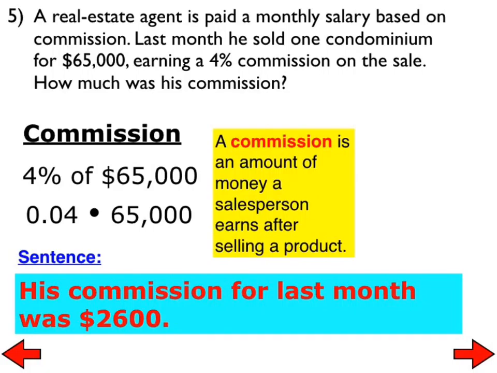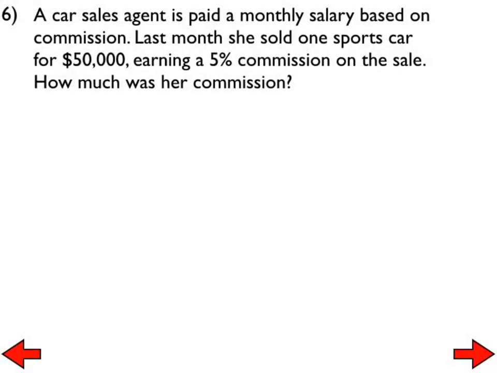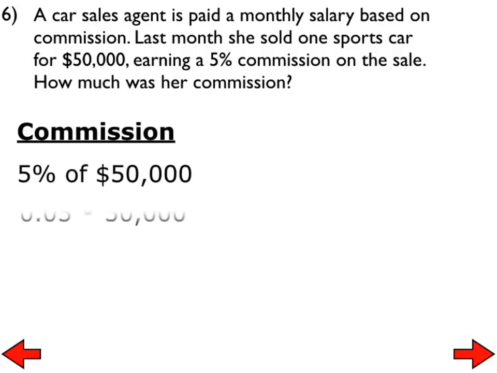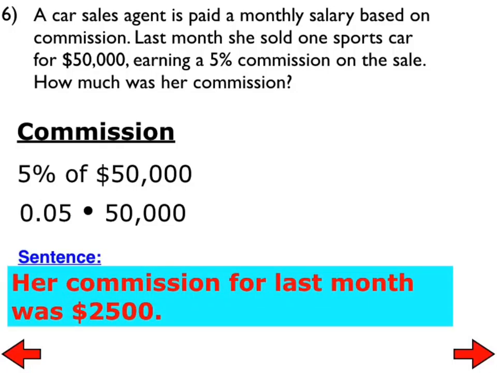Very good. The next one is also about commission. I think you can do that on your own. A car sales agent is paid a monthly salary based on commission. Last month she sold a sports car for $50,000 and she got to take home 5% commission. How much was that commission? So commission, 5% of $50,000, that would be 0.05 because it's 5 hundredths. Remember, 5 hundredths times 50,000 would be $2,500. So she sold something worth 50,000 but only gets to take home 2,500 of it.